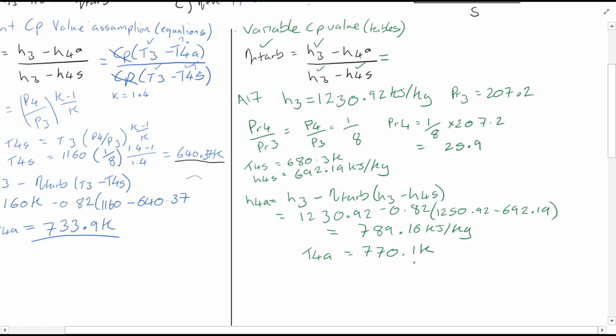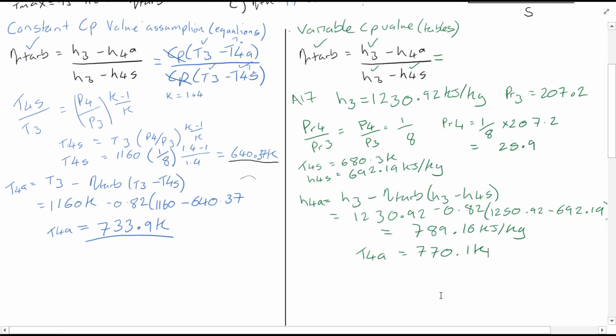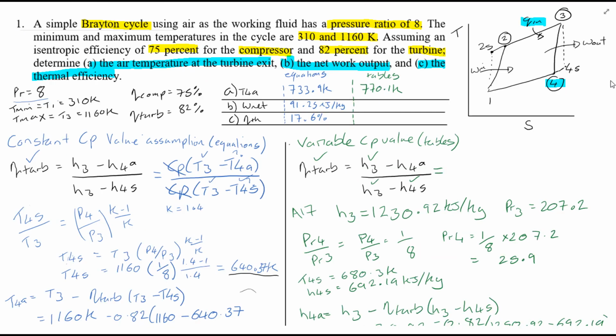0.1 Kelvin. Similar value, about 3.8 Kelvin different using the tables compared to the equations. Notice that the equations are estimating a slightly higher value for the temperature, which will suggest higher efficiency, and we'll look into this later on. Okay, continuing the question using the variable CP value and the tables, of course.